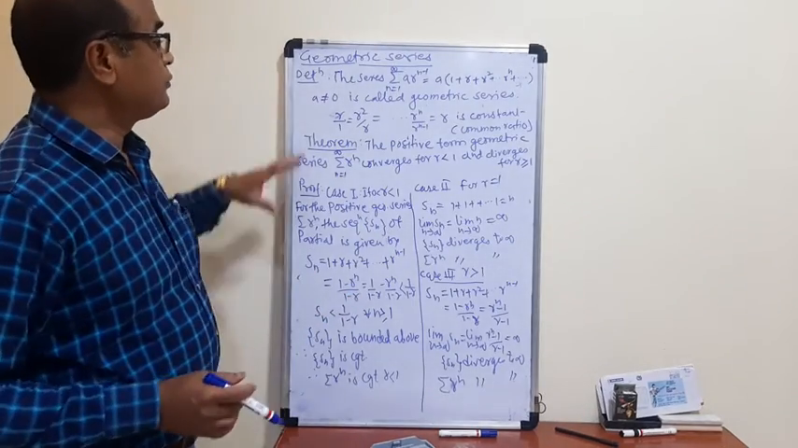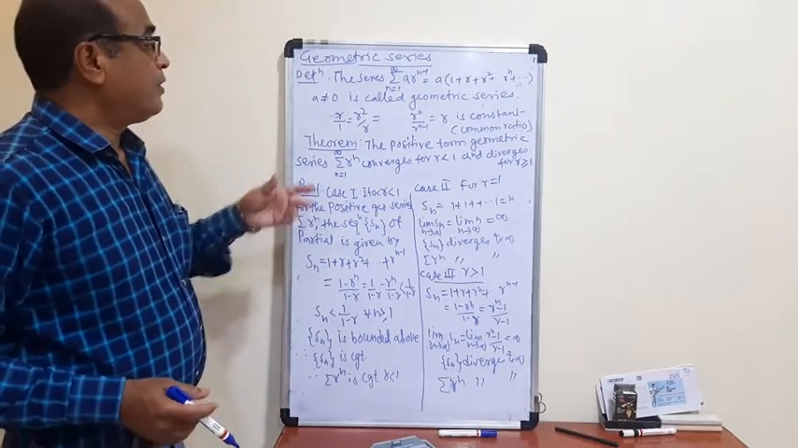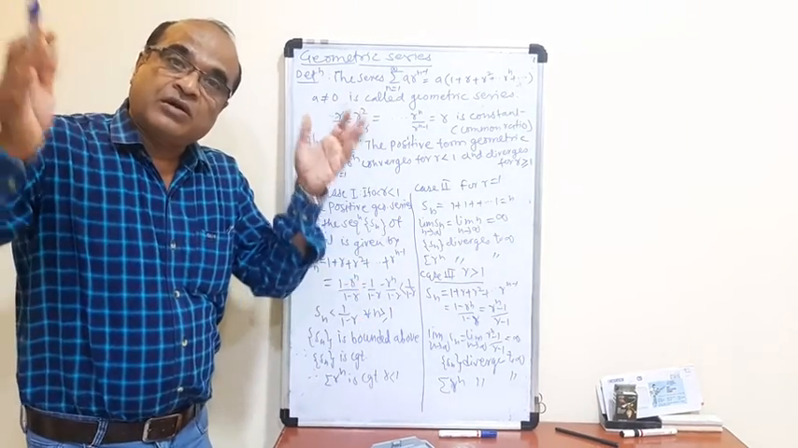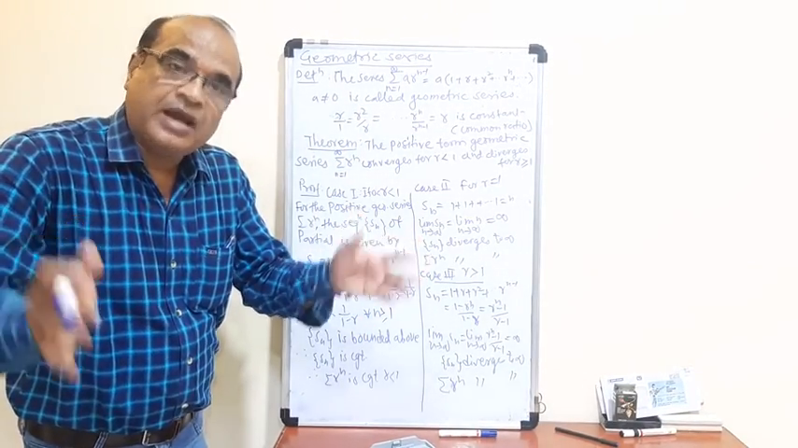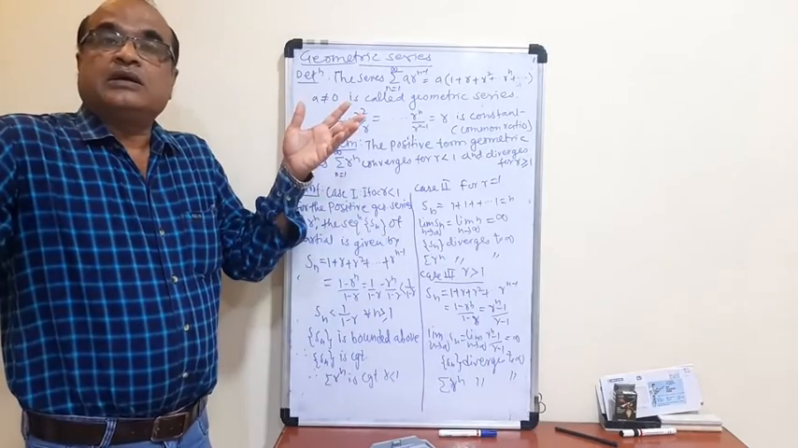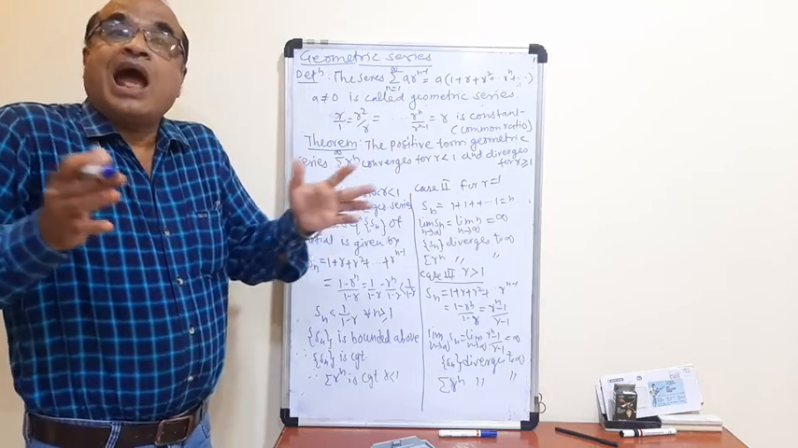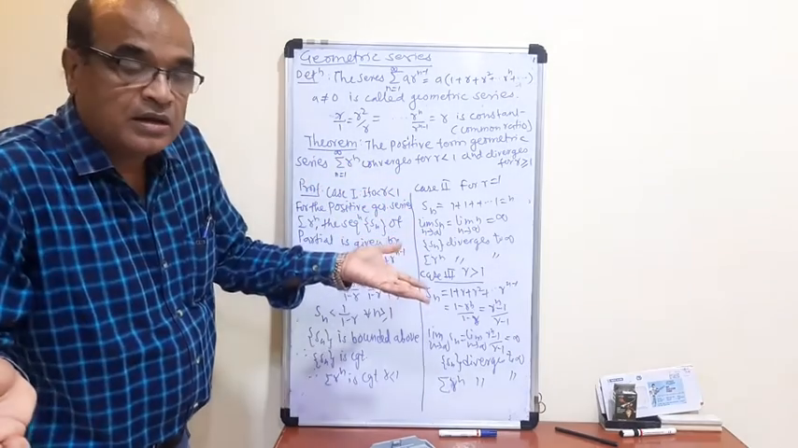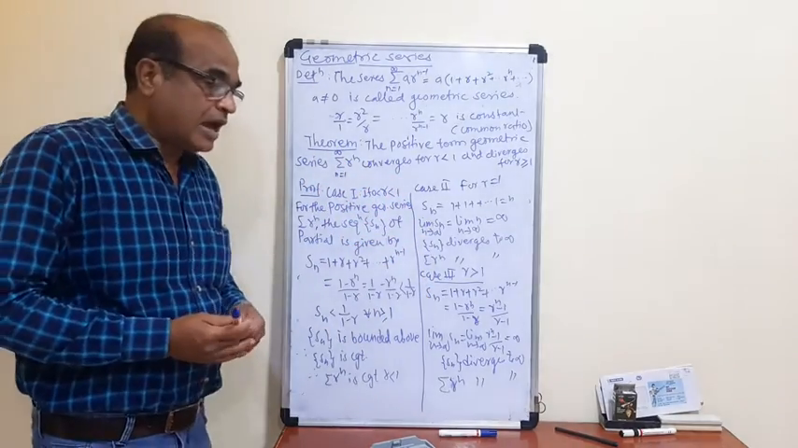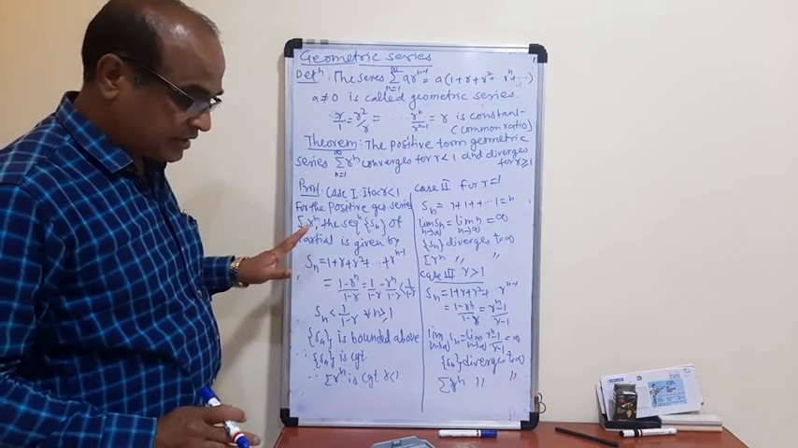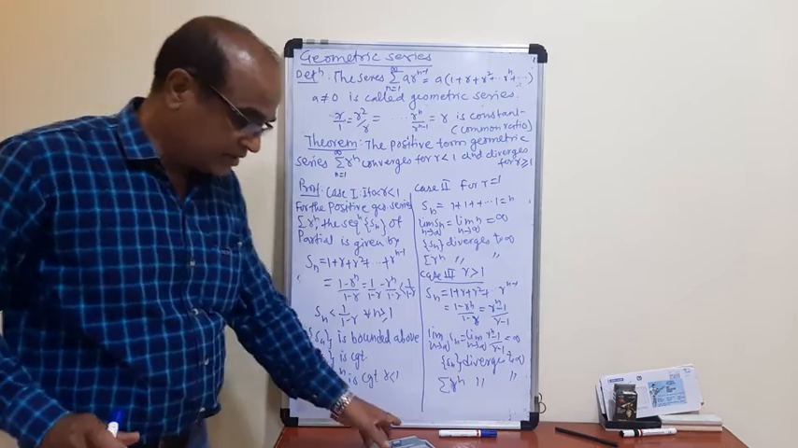So we remember the definition of the geometric series and the convergence of the geometric series. If R is less than 1, the series is convergent, and if R is greater than or equal to 1, then the series is divergent. So this is the convergence and divergence of the geometric series.